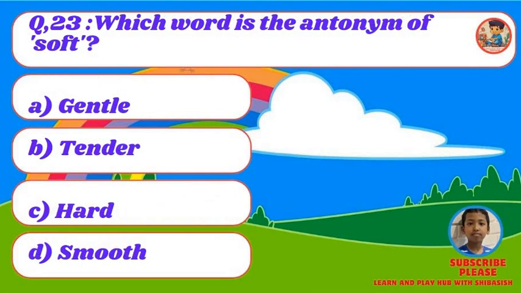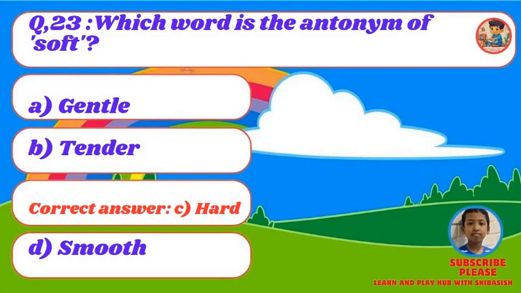Question 23. Which word is the antonym of soft? Option A, gently. Option B, tender. Option C, hard. Option D, smooth. The correct answer is option C, hard.